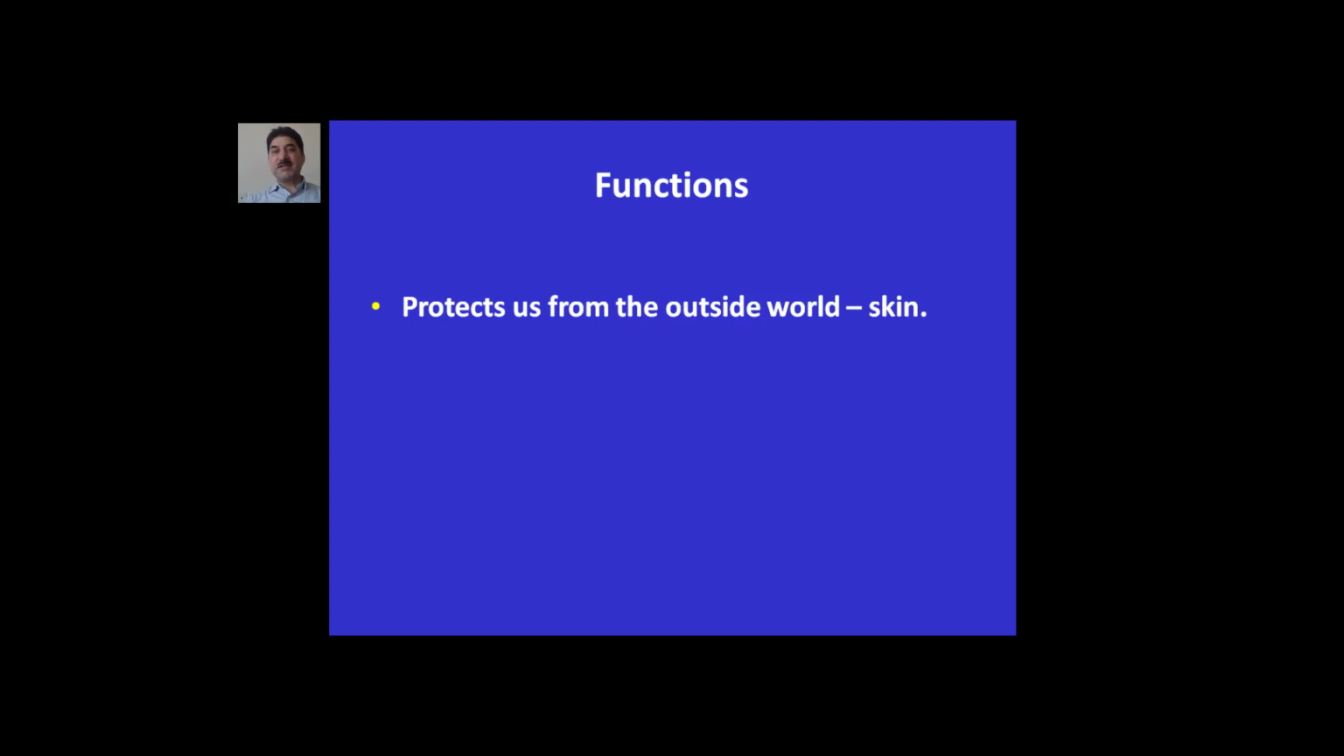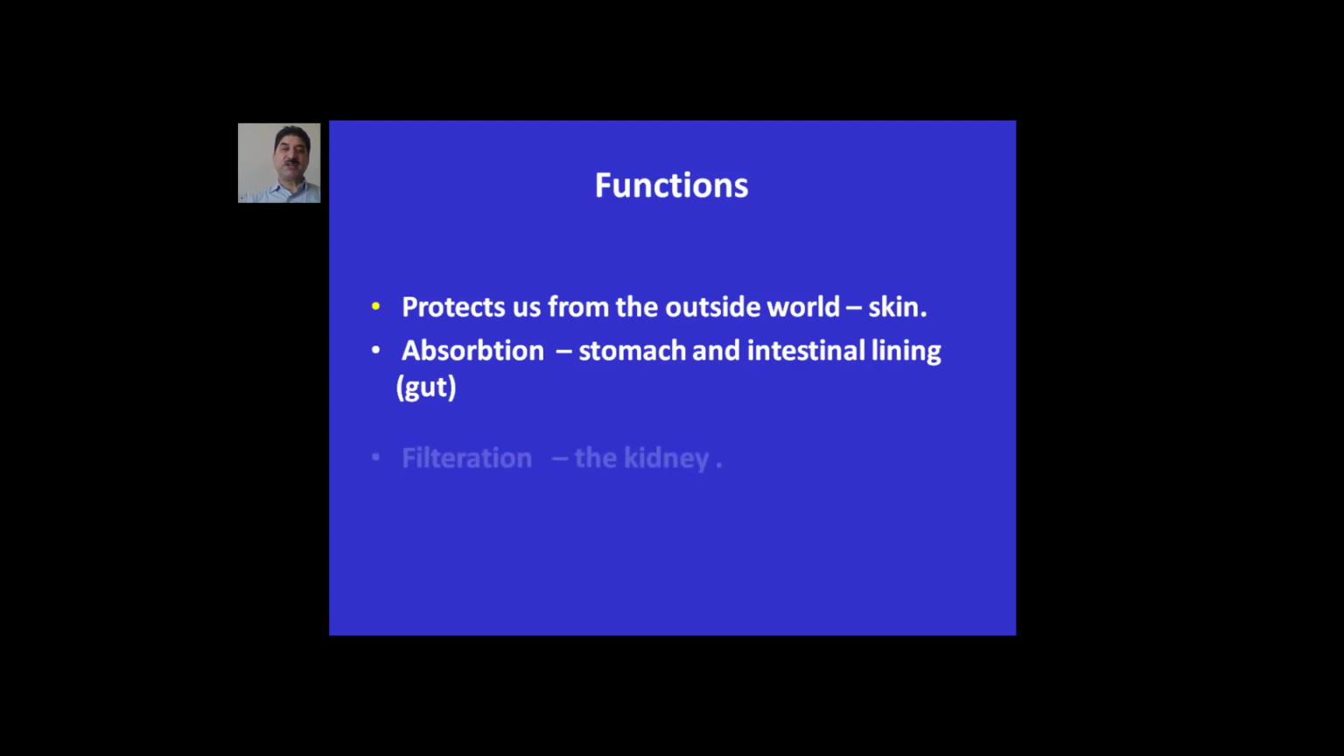Second, it performs many functions. Broadly, we say it protects underlying tissues. Absorption. Epithelial cells in the stomach and intestine perform the function of absorption. In the kidney, the epithelium performs the function of filtration. In kidney, the epithelium lining the glomeruli performs the function of filtration of blood. The epithelial lining of the glands is secretory in function.